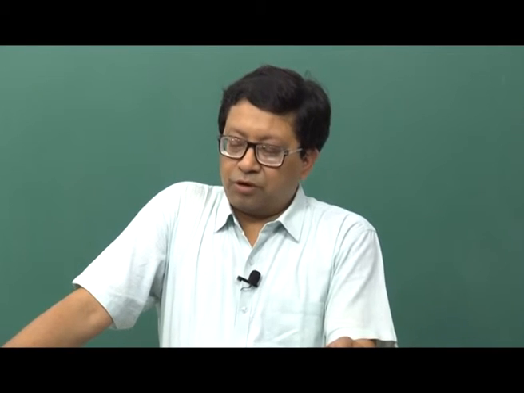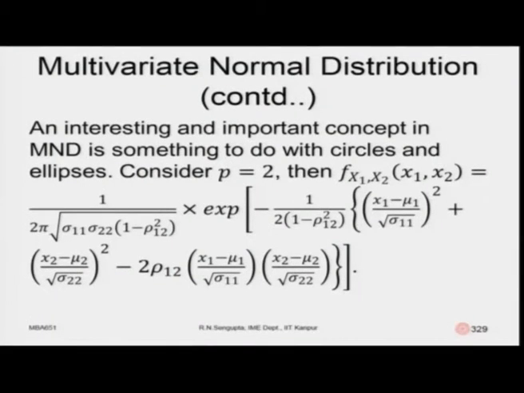An interesting and important concept in multivariate normal distribution has to do with circles and ellipses, that is, to which degrees the variables are dependent. Consider p is now 2. In this case, obviously it will be given by this formula. This is a set formula, you can just expand whatever is given.